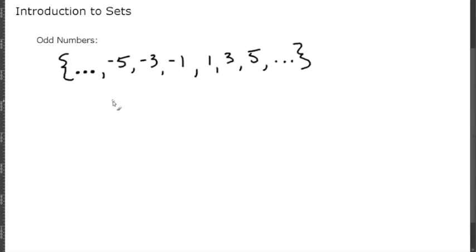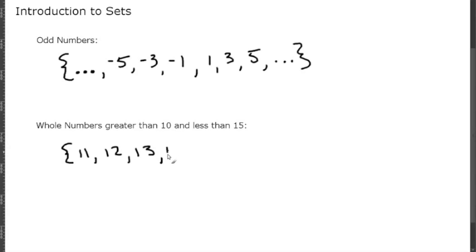If I asked you for whole numbers greater than 10 and less than 15, it would start at the number 11, then go to 12, 13, and stop at 14 because 14 is the next number that's less than 15 before reaching 15. This second set on the page would be considered a finite set because it is a set that does not contain an ellipsis. That means that it does not continue on and there are only 4 members or items within this set, whereas up here there are infinitely many items in the set.